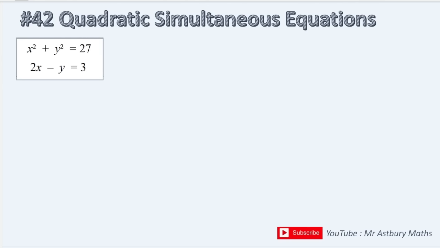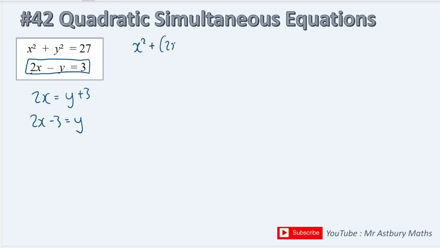And we might have a question where the linear equation needs to be rearranged first. So there's a single y here, so it's probably easier just to move the y over to the other side, make it a positive, and then move the 3 over to the other side like this. And now I've got y is equal to 2x minus 3, which means I can sub in. So I get x squared plus 2x minus 3 squared is equal to 27.